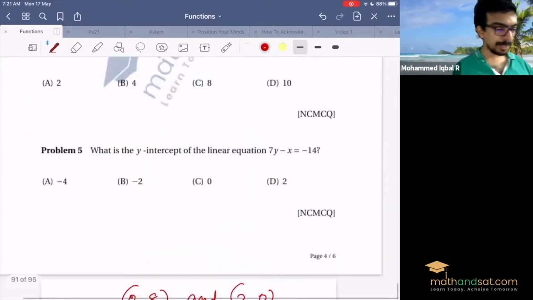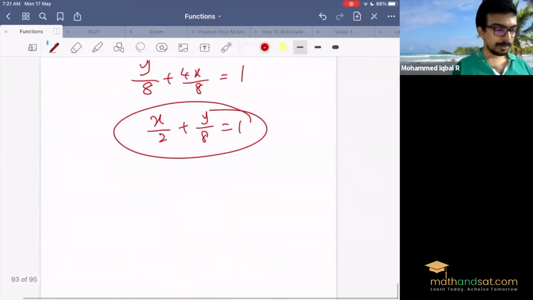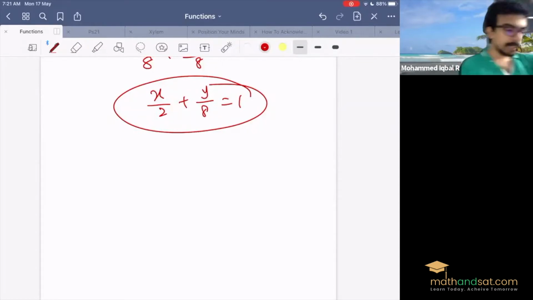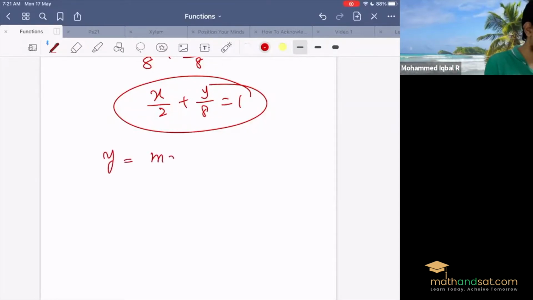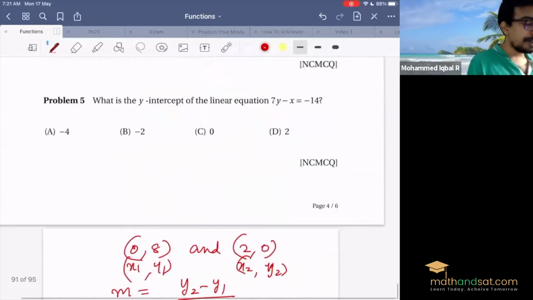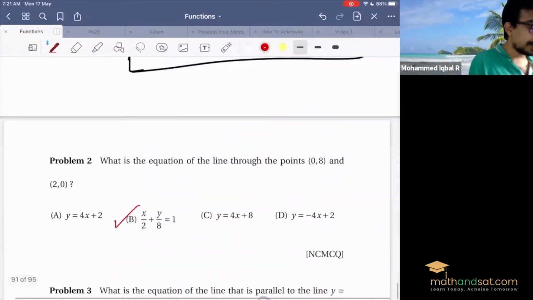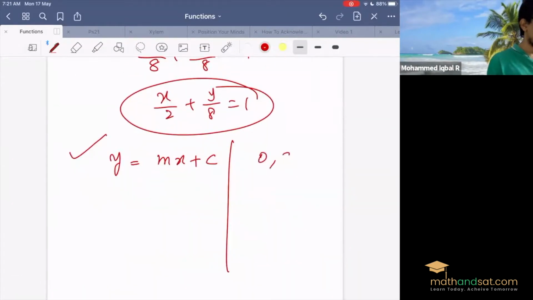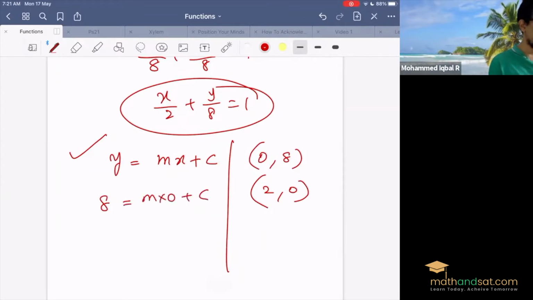This is one way to solve it. Another method is to use the y is equal to mx plus c approach. Now you have a pair of points given, and the pair of points are 0, 8 and 2, 0. If I apply 0, 8, then 8 is equal to m times 0 plus c. So c comes out to be 8.